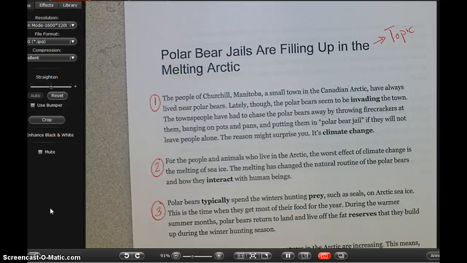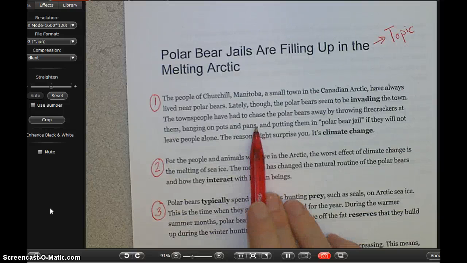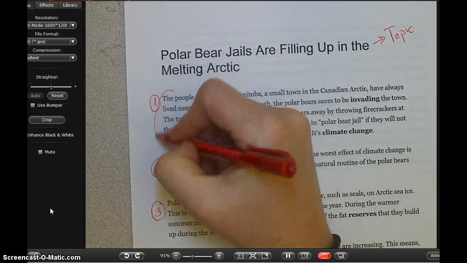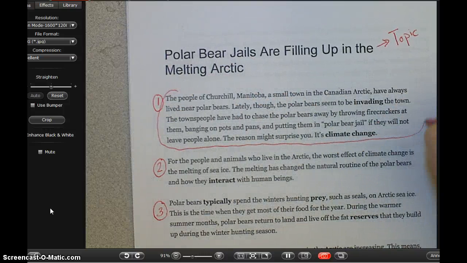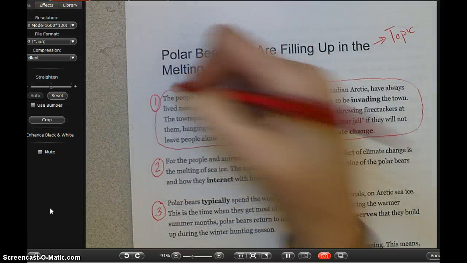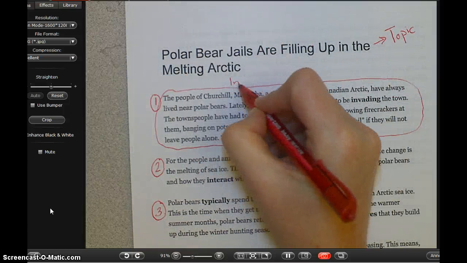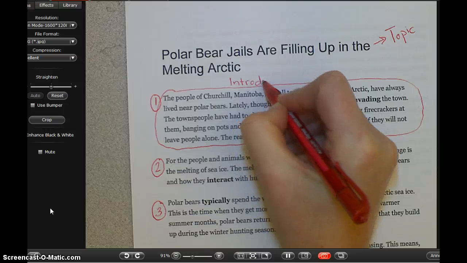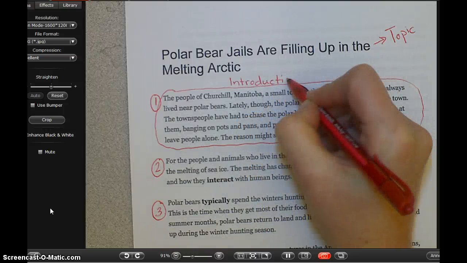All right, so now we want to find the introduction paragraph, which is right here, and we want to circle it because the introduction paragraph is very important, and we want to label it introduction. And lastly, let's read it.